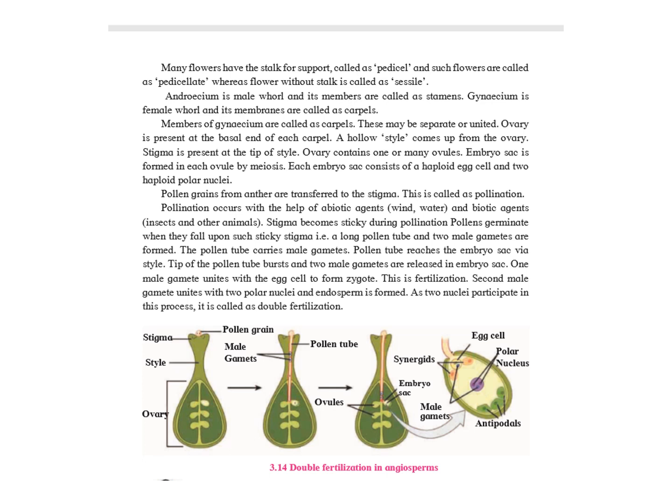The zygote develops into the embryo and the endosperm serves as a nutritive tissue for the growing embryo. After fertilization, the ovule develops into the seed and the ovary into a fruit. The seeds fall upon the ground and can develop into a new plant under favorable conditions.